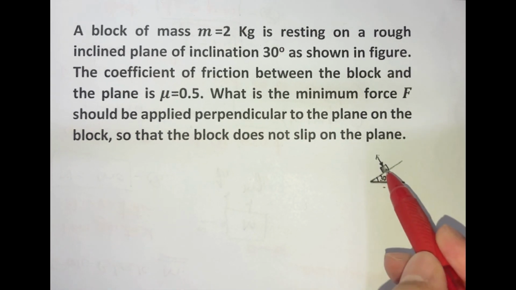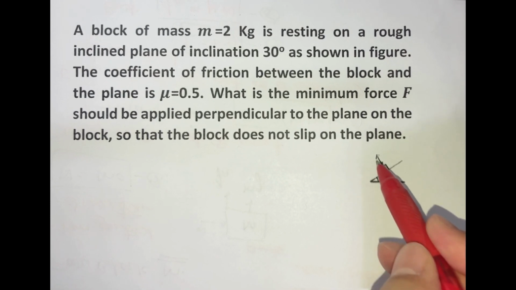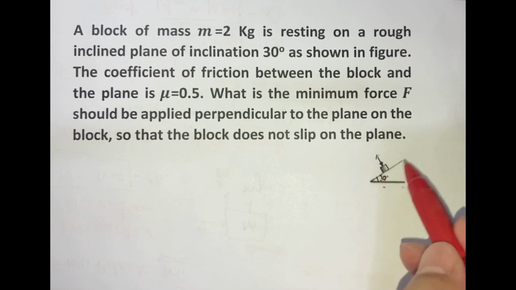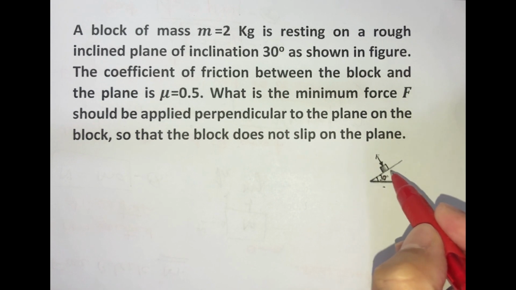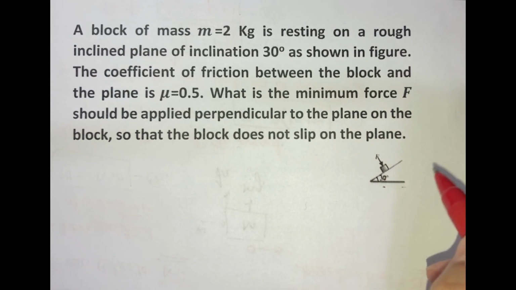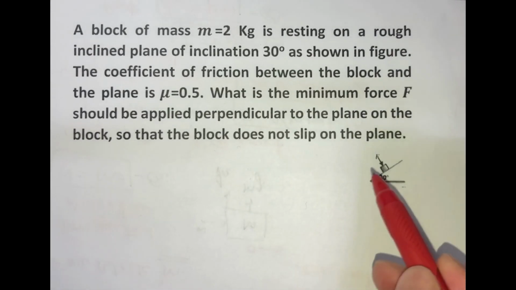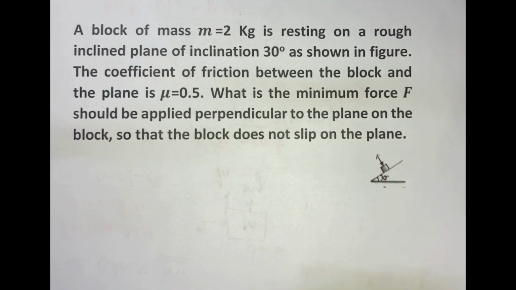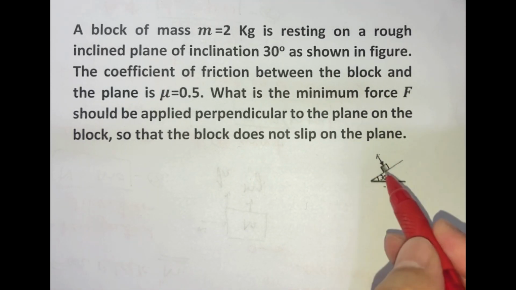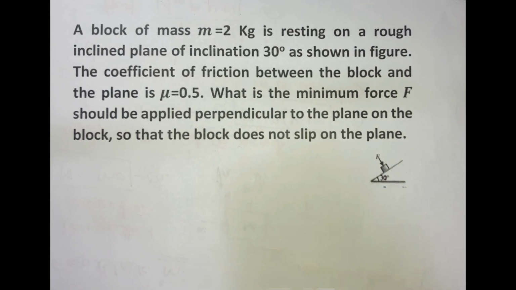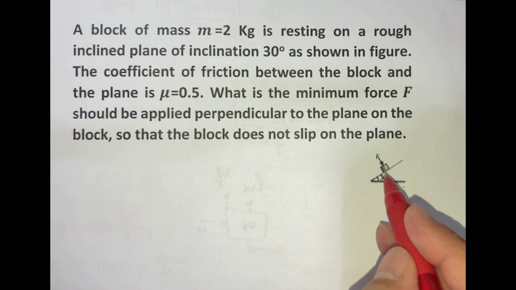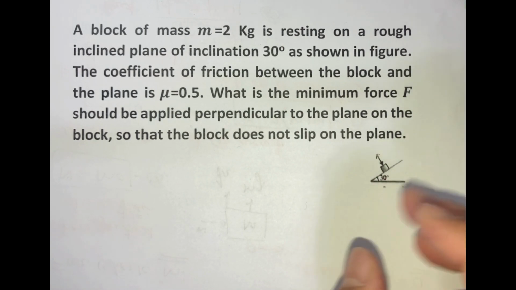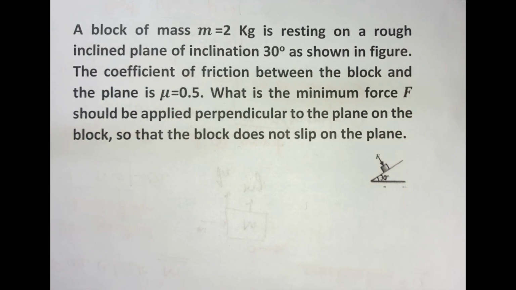So we have a plane and a block on which a force F is being applied, that is perpendicular to the plane, and the angle of inclination is given as 30 degree, and there is friction between the block and the inclined plane, and we are supposed to find out the minimum value of F so that the block does not slip on the plane. So first of all, let's find out the various forces which will be acting on the block and in which direction the block has tendency to move.